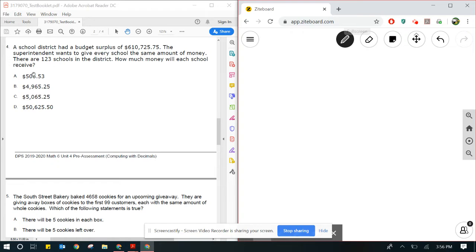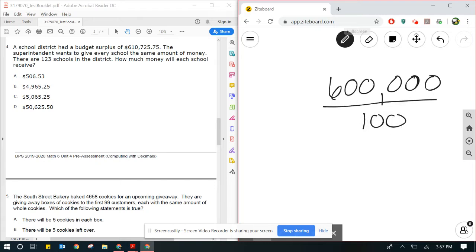I'm looking at these and I've got 5, 4, 5, 5. So directly I know some of these numbers are tiny or big. So let's estimate and see which of these we can just completely get rid of. If I had 610, that's close to 600,000. And then 123 is close to 100. If I'm dividing by 100, I can knock these zeros off, and I can knock these zeros off. So my answer should be close to 6,000.